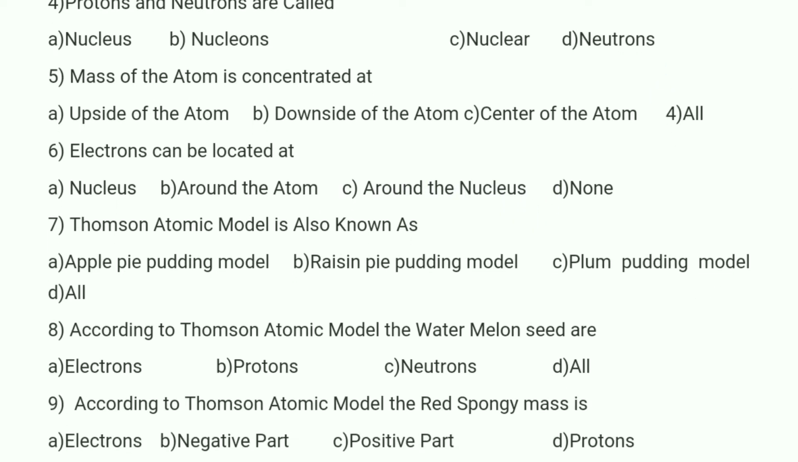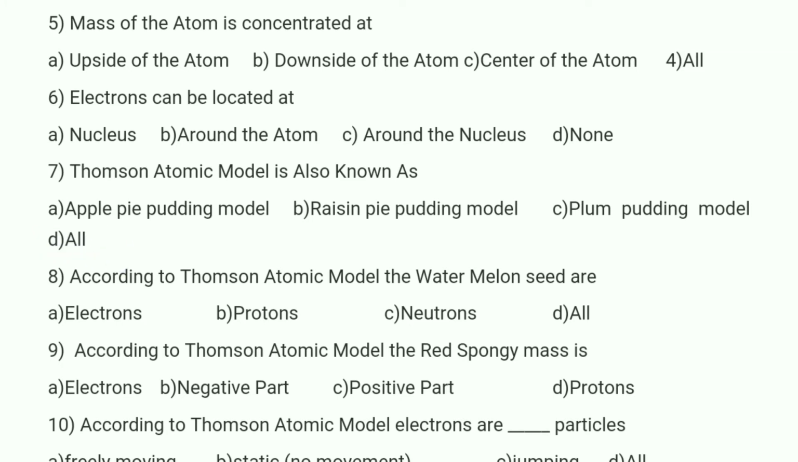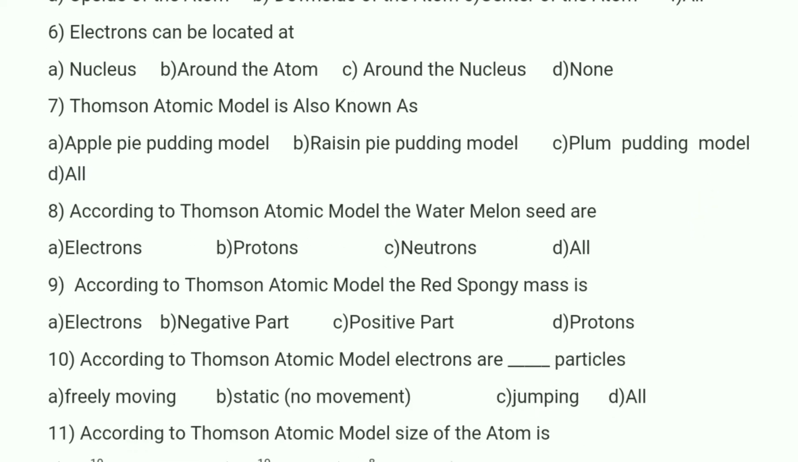And seven, Thomson atomic model is also known as. There are so many names for Thomson atomic model. Those are nothing but apple pie pudding model, raisin pie pudding model, plum pudding model. These are the other names of the Thomson atomic model. So all options are correct. So option D is correct.